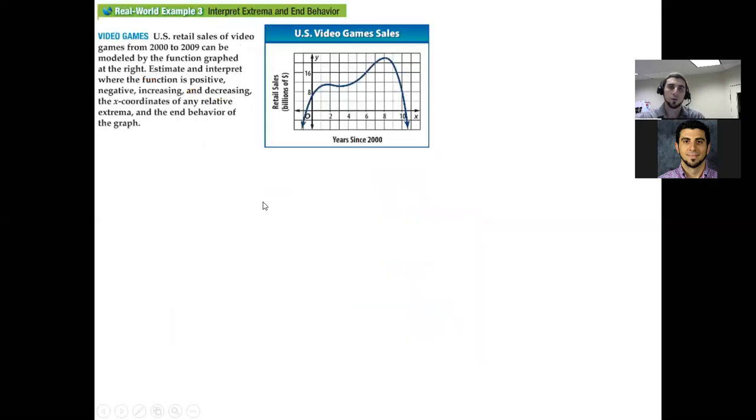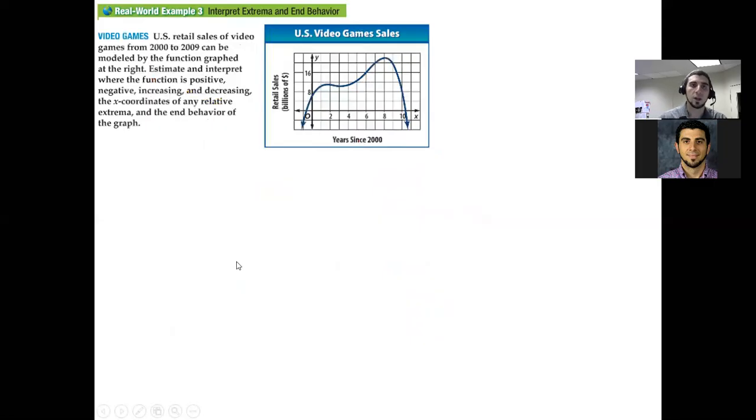So here's one for us to take a peek at. The US retail sales of video games from 2000 to 2009 can be modeled by the function graphed at the right. Estimate and interpret where the function is positive, negative, increasing, decreasing, the x-coordinate of any relative extrema, and the end behavior of the graph.